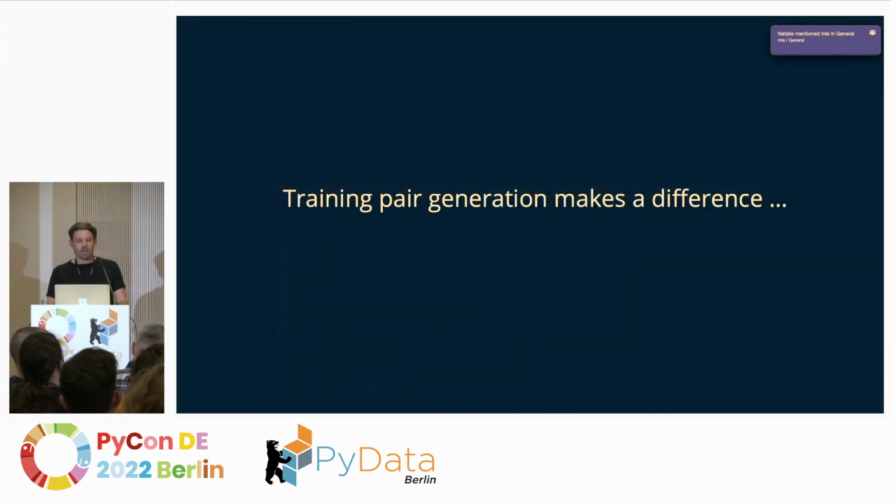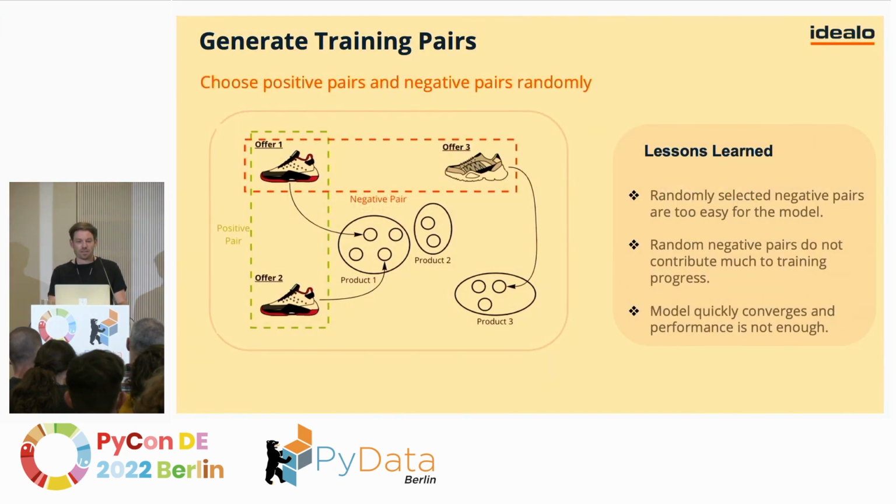Another learning we had is that training pair generation makes a real difference and also impacts our model training. When we train these networks, we need positive pairs and also negative pairs, because we need to tell our network what it means when offers are similar and what it means when offers are not similar. Positive pairs are similar offers and negative pairs are dissimilar offers. And how do we create them?